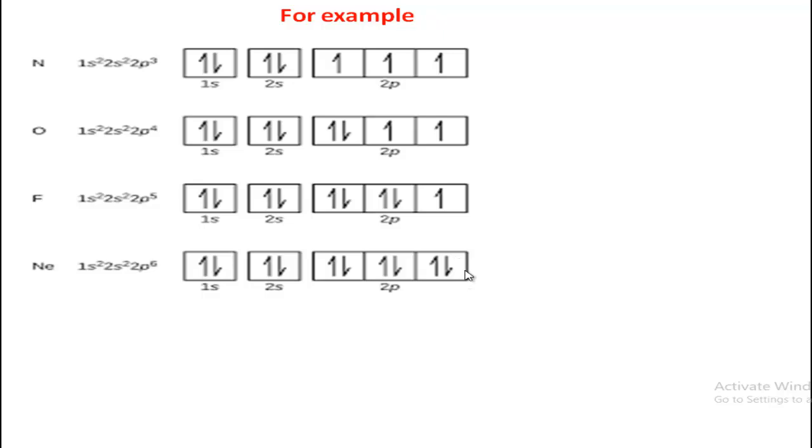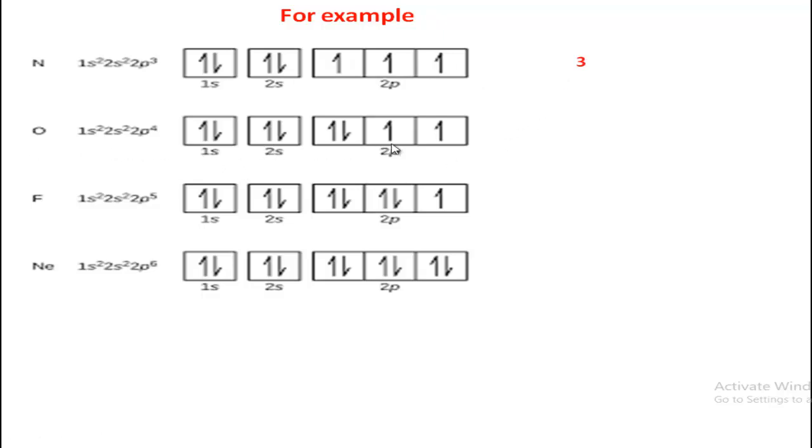then the fourth electron will enter px, the fifth py, and the sixth electron will enter pz. And previously we have learned that the valency of these non-metals will be the number of unpaired electrons, isn't it? So here nitrogen is a non-metal, and we can see the number of unpaired electrons in the outermost shell is 3, so its valency will be 3.